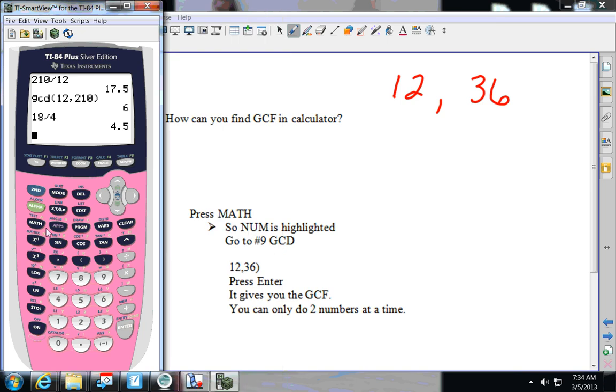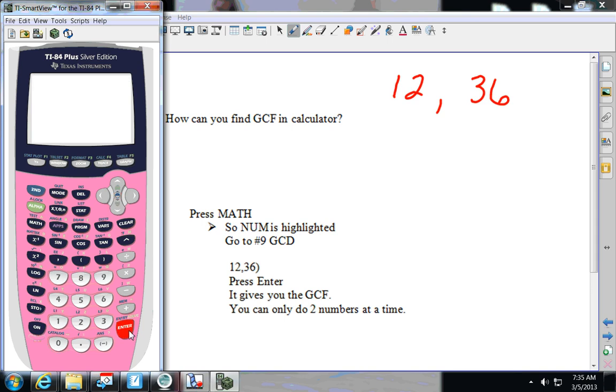Okay, so the first thing you're going to do, let me clear this. You're going to press the math button. Remember the math button's right here underneath the alpha. And you're going to press the right arrow key right here so that the number right here is highlighted. You're going to go to number 9. Now you can just press the number 9. I'll go ahead and arrow down. And remember, number 9 says GCD instead of GCF. That just means greatest common divisor. Same thing.